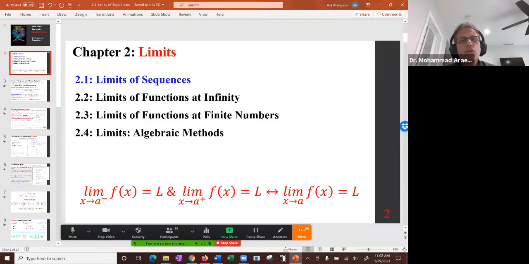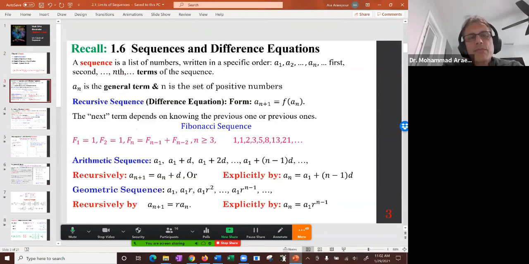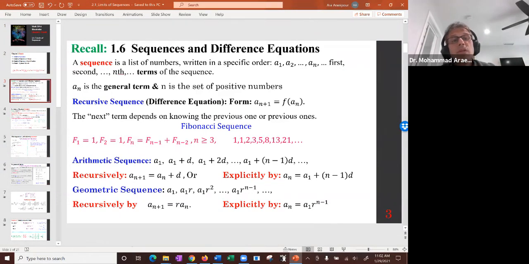All right. So here's the synopsis of what we did. We looked at limits of sequences. First, we started looking at the definition of a sequence we had seen before, which is simply a list of numbers. And it is written in a specific order, a sub 1 all the way to a sub n, where a sub 1 is the first term, and a sub 2 is the second, and a sub n is the nth term, the general term.